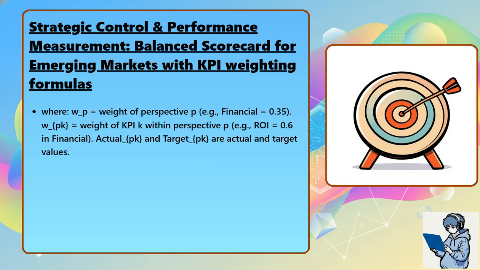Where W sub P is the weight of perspective P, for example financial equals 0.35. W sub PK is the weight of KPI K within perspective P, for example return on investment equals 0.6 in financial. Actual sub PK and target sub PK are the actual and target values.